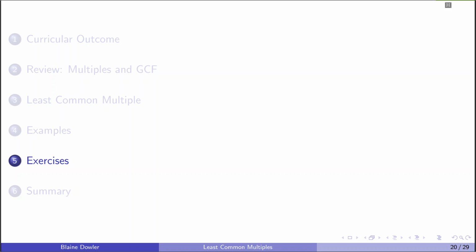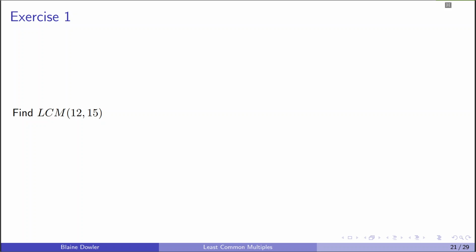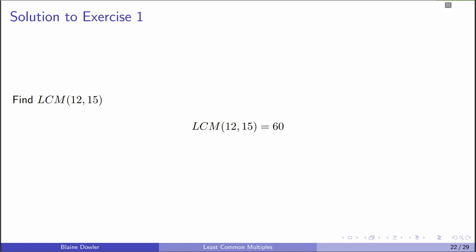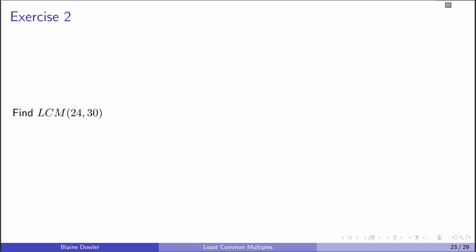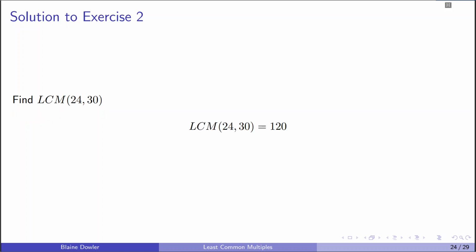So let's do some exercises here. We want to find the least common multiple of 12 and 15. Sorry, I should have paused a little bit longer there. That is 60. Exercise 2, least common multiple of 24 and 30. Pause now, take the time you need. Their least common multiple is 120.